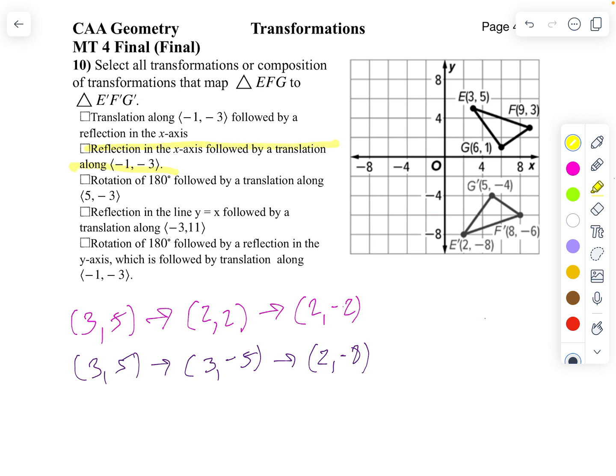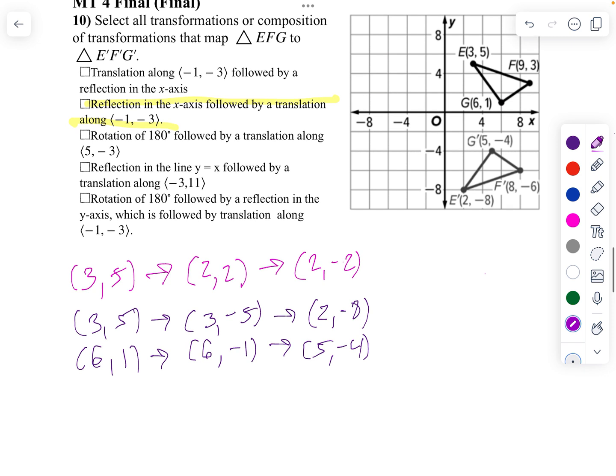To verify it, let's try it with 6 and 1. I don't think we have to do all three, but that would be 6 and -1. And then 6 minus 1 is 5. -1 minus 3 is -4. That checks out, doesn't it? Okay, let's go back and look at the third one.